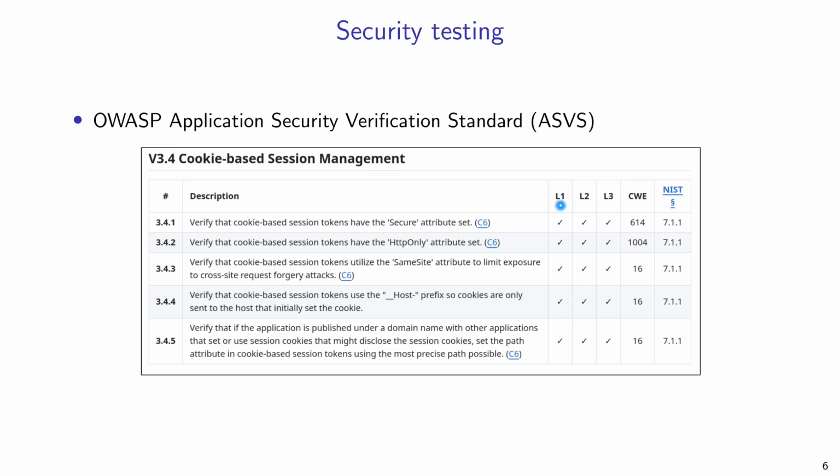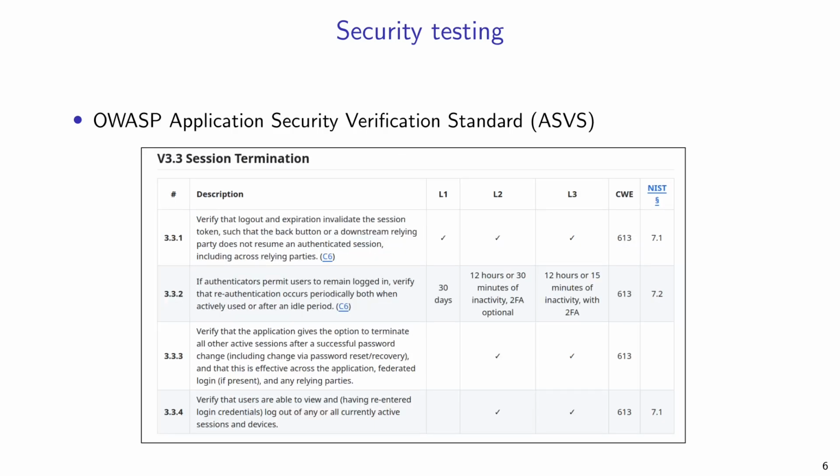Level 1 is the minimum security level that any web application should satisfy. Level 2 is intended for applications that handle sensitive data. And level 3 is for the most critical applications, such as those in banking or financial services that deal with highly sensitive data and high-value transactions. Let's look at the requirements for session termination and how they differ between the levels.